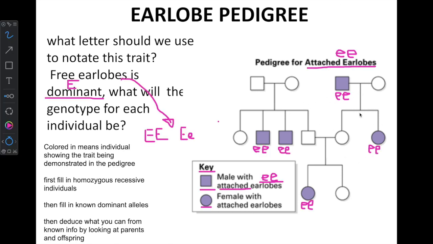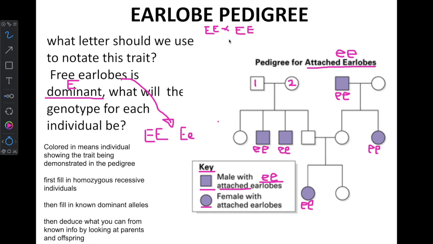We're going to start over here with this married couple, and they have 4 kids. They have 2 kids with attached earlobes, lowercase e, lowercase e. I'm going to number those parents 1 and 2 just so they're a little easier to talk about. Like I said, 1 and 2 have 2 children that have recessive traits, but neither 1 nor 2 have attached earlobes. So I'm going to look at some potential genotypes of 1 and 2.